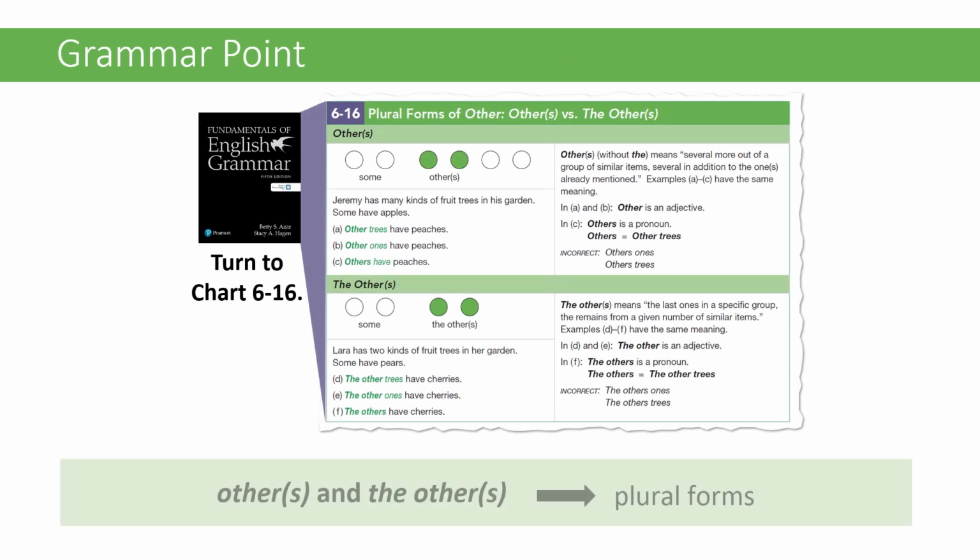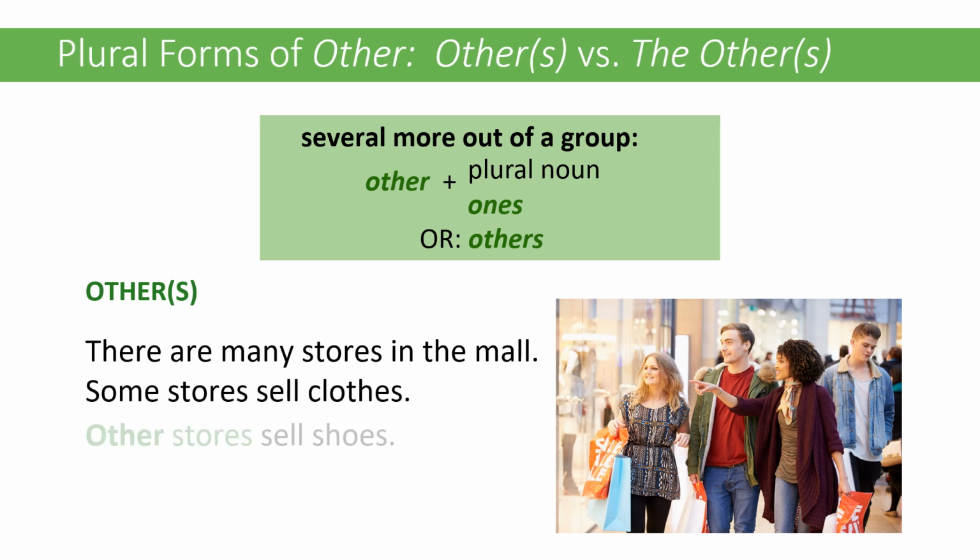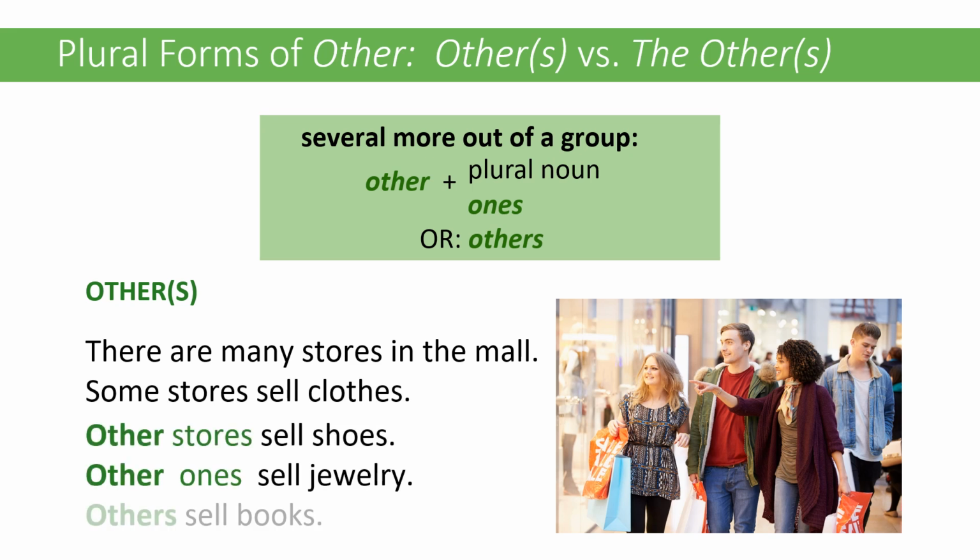So let's look at the plural forms of other. Others or other with a plural noun means several more out of a group of similar items. We can use other with plural nouns or with ones. When other comes before a plural noun, we don't add s to other. We use others by itself.